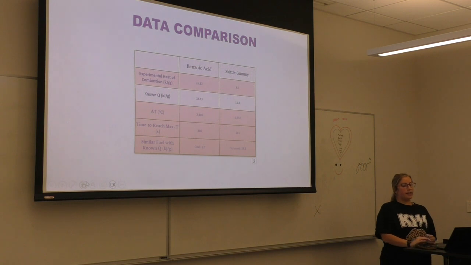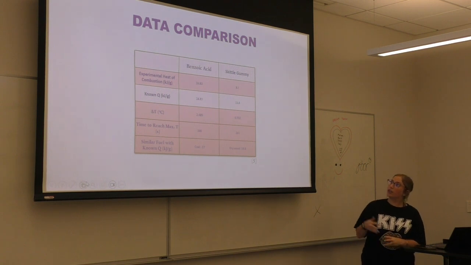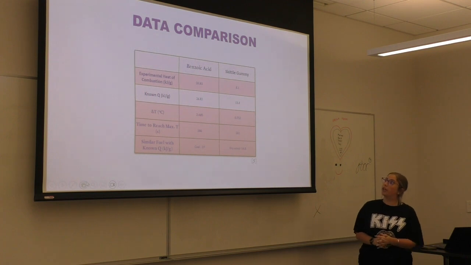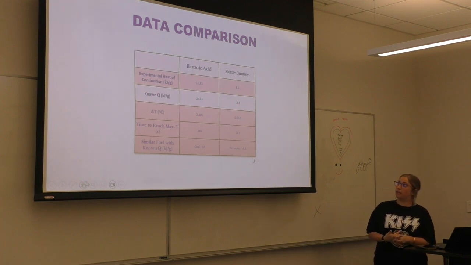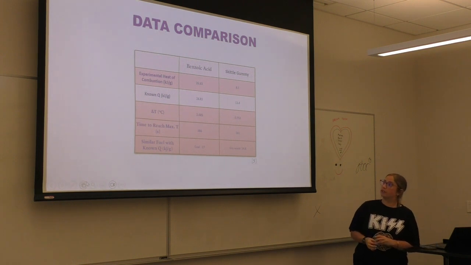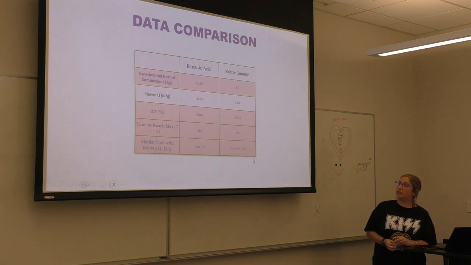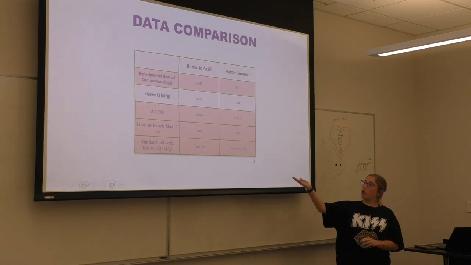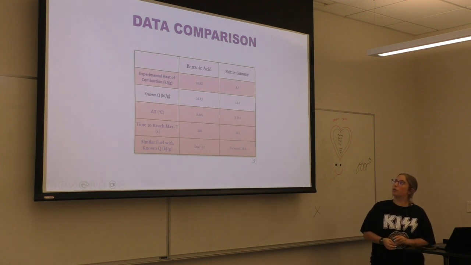And then here is the data comparison. The experimental heat of combustion for the benzoic acid was 26.83. The known was 26.83 also. The change in temp was 2.485 degrees Celsius. The time to reach the max temperature was 386 seconds. A fuel with a similar known combustion is coal, which comes up at about 27.